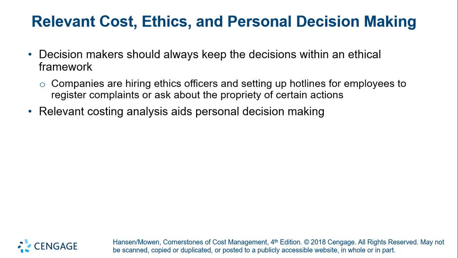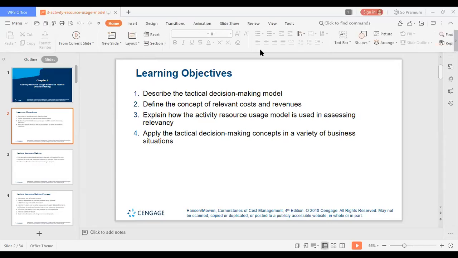Finally, relevant cost, ethics, and personal decision making. The decision maker should always keep the decisions within an ethical framework. Companies are hiring ethics officers and setting up hotlines for employees to register complaints or ask about the propriety of certain actions. Relevant costing analysis aids personal decision making. So that ends our lecture.